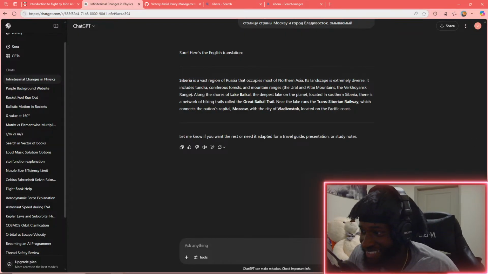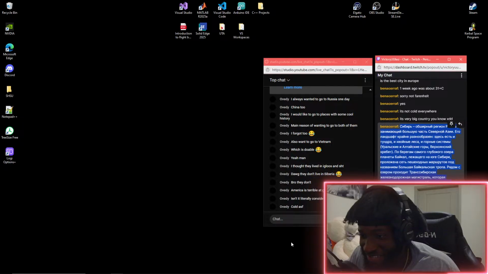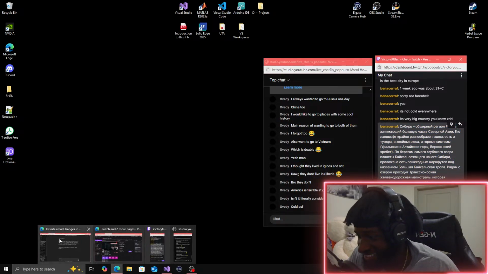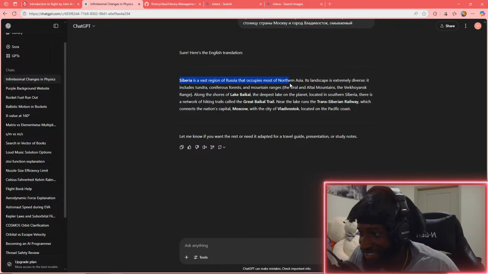Copied it from, oh, you copied it from Wikipedia. I thought you were gonna type it all out. Never mind. Siberia is the vast region of most northern Asia. It's gonna be diverse and it's tundra and it's forest.